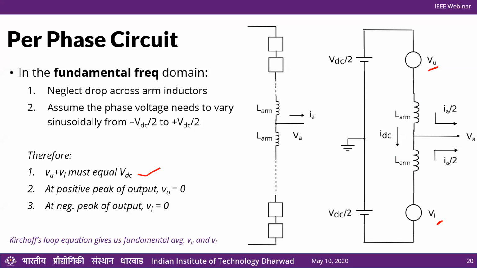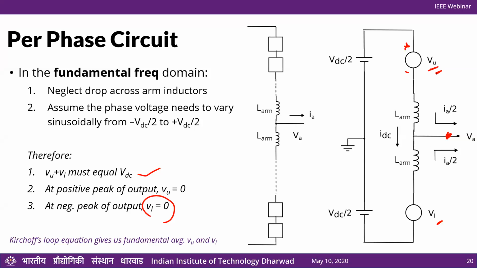Then the other observation is that when this point is at the positive peak or the positive half cycle, what do we expect? This point is going to be at plus VDC by 2. That obviously means that the voltage across this source, or the voltage produced by VU, must be 0. Similarly, at the negative peak, VL must be 0, right? Also, the other corresponding thing is at the positive peak, VL must be producing the maximum voltage, and at the negative peak, VU must be producing the maximum voltage.